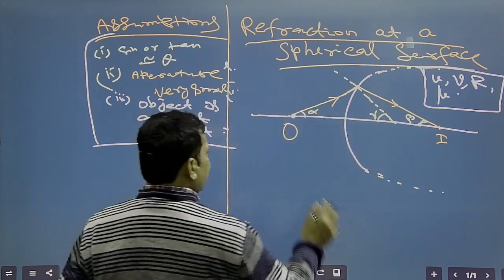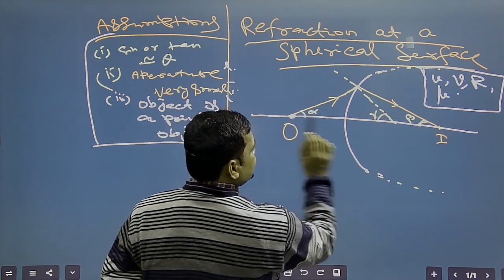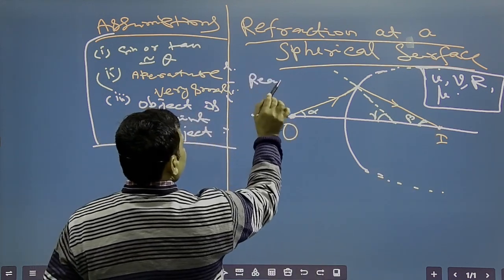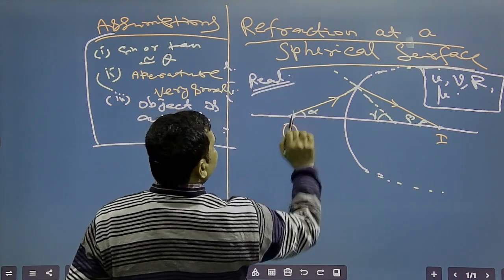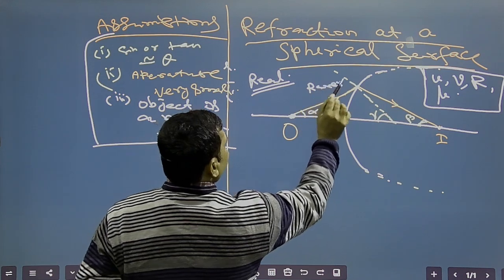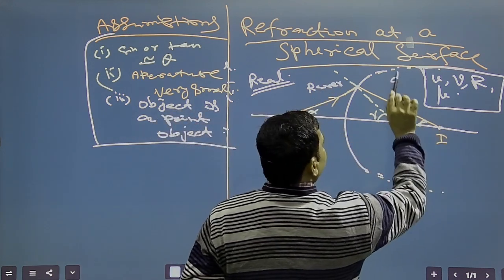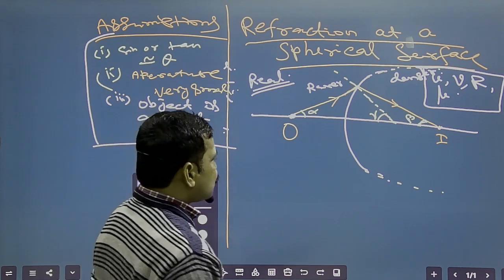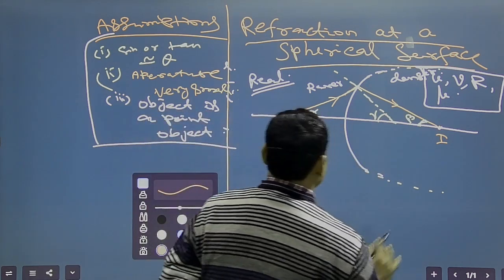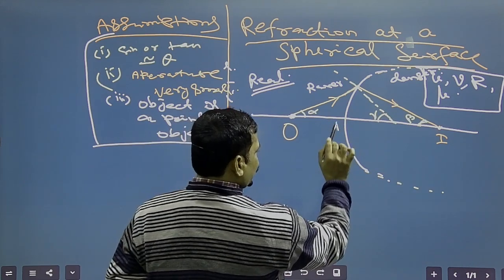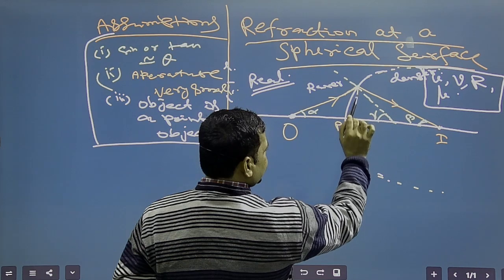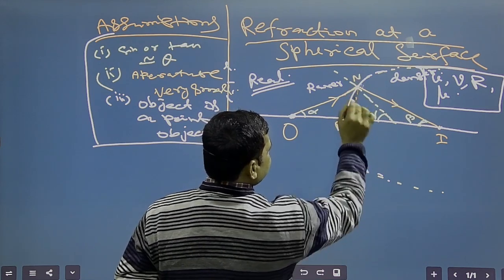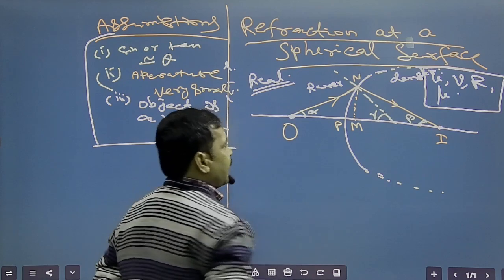So in this case, this is the point object, the image will be formed at I, so the nature of the image will be real. The object is in the rarer medium, and the image is formed in the denser medium, right? So this is understood to you. So how do we derive a relationship? Now you see here, this is your pole P. If I draw a perpendicular from this point, this is the normal point, and we are taking it as N.